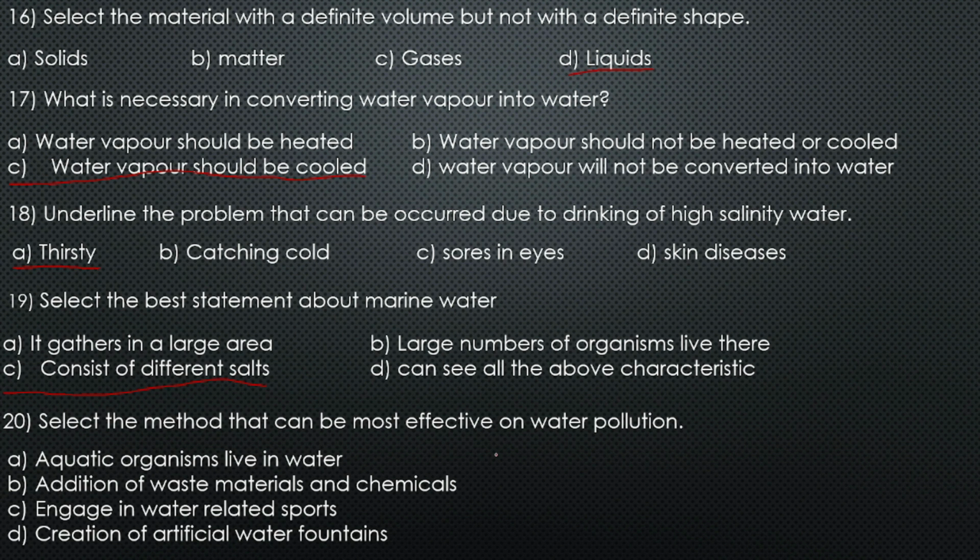Aquatic organisms live in water. Second one, addition of waste materials and chemicals. C, engage in water related sports. D, creation of artificial water fountains. On water pollution, the most effective way is the addition of waste materials and chemicals.